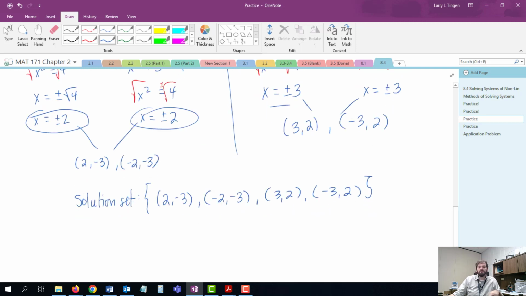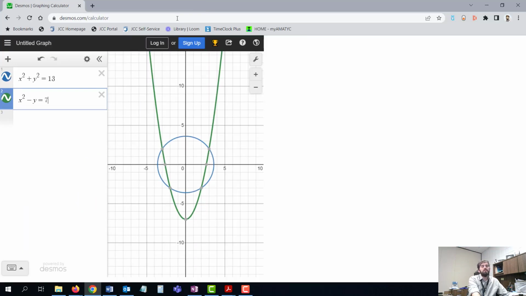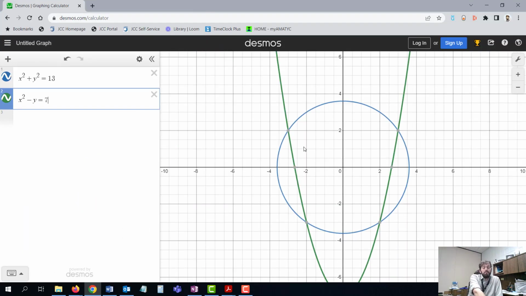Now, what does that mean graphically? That means that these 2 equations must intersect 4 times. Is that the case? Yeah, it is. x squared plus y squared is equal to 13, x squared minus y is equal to 7. And let's take a look. If I look at this graphically, I have a parabola and I have a circle. Do I have 4 intersections? Yes, I do. Do they match up with the points we found algebraically? Yes, they do.